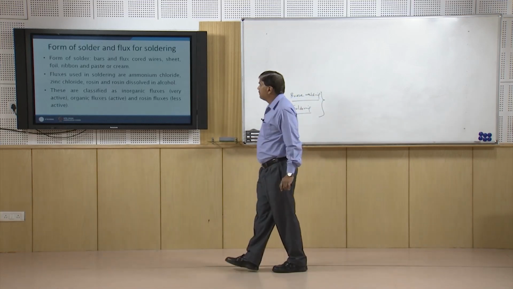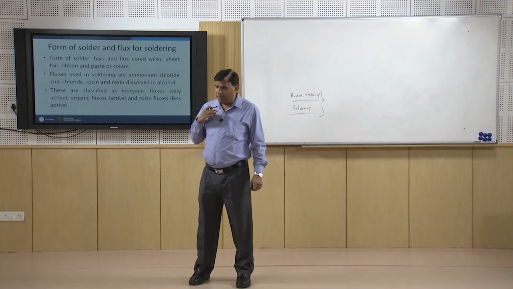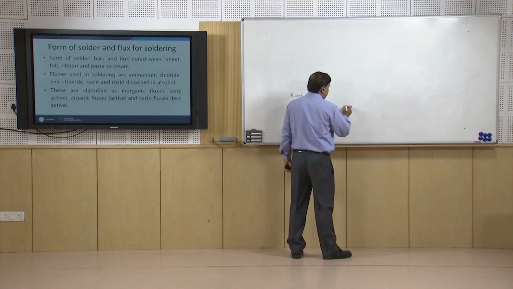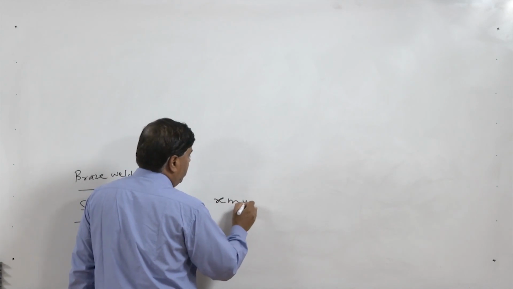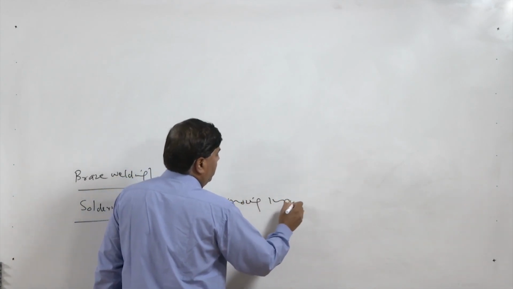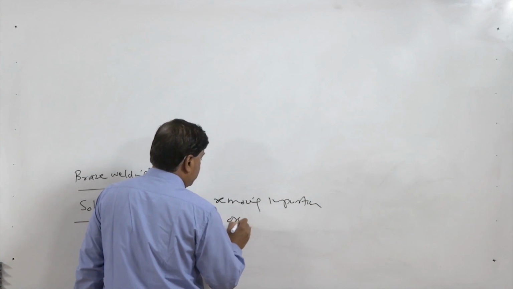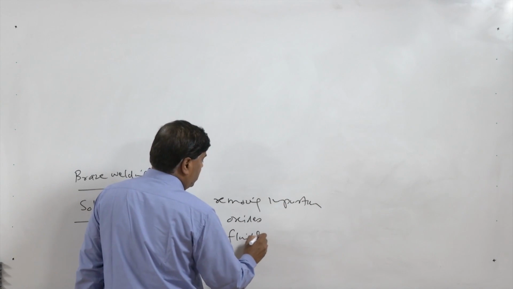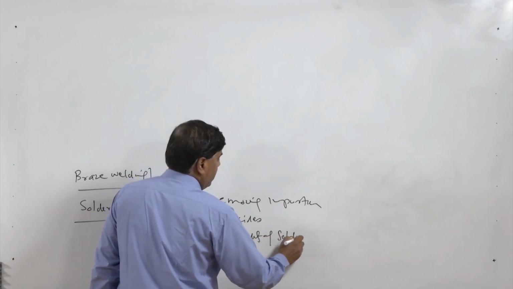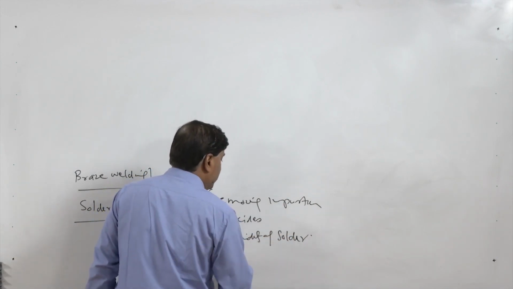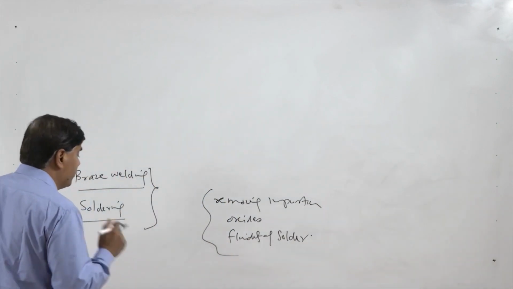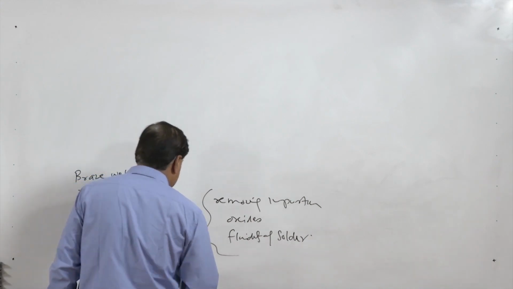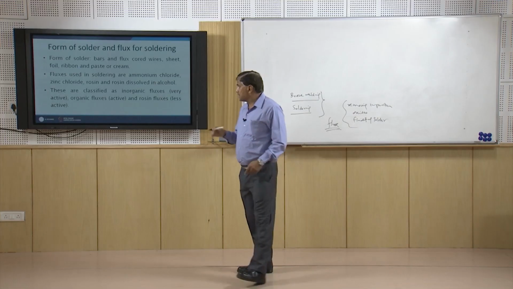Apart from this, for achieving specific purposes like removing the impurities and oxides if they have been formed, and improving the fluidity of the solder so that the spreadability can be improved, fluxes are used. So various types of fluxes are used, and they are used in different forms.